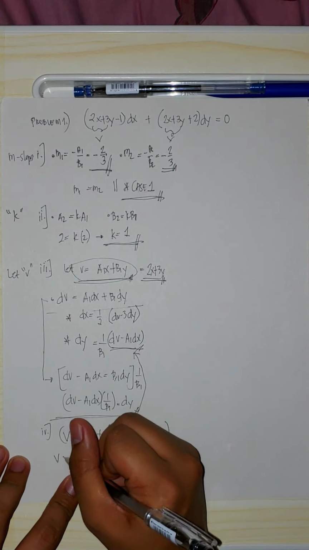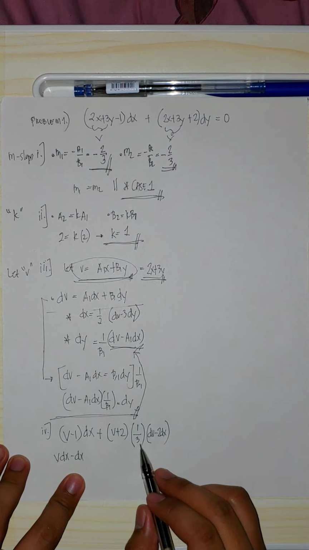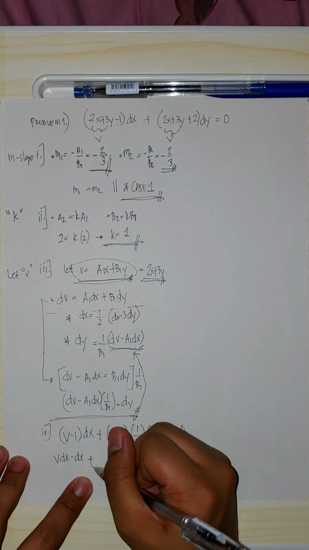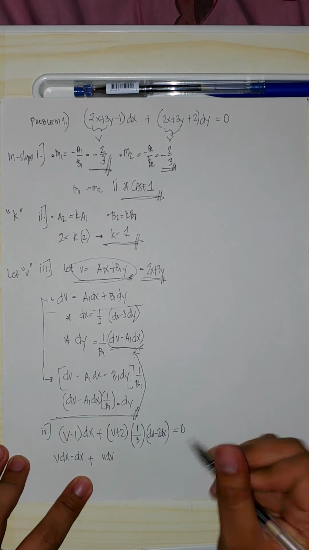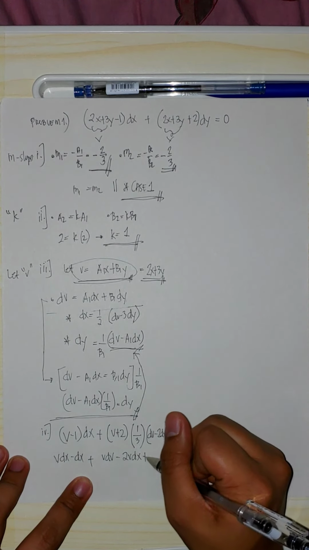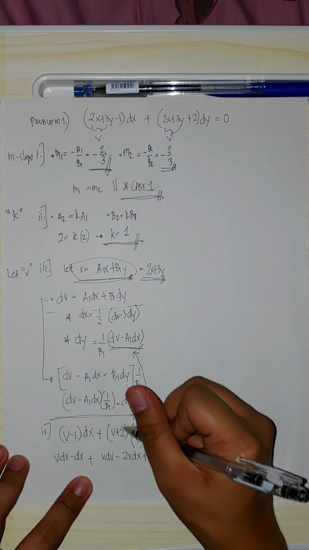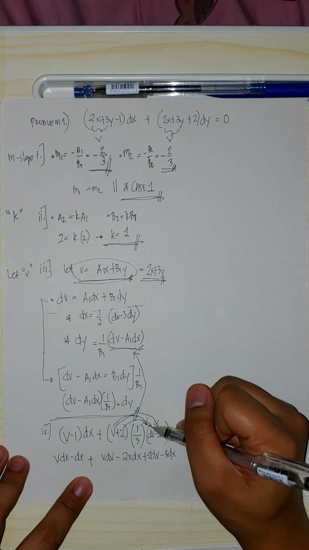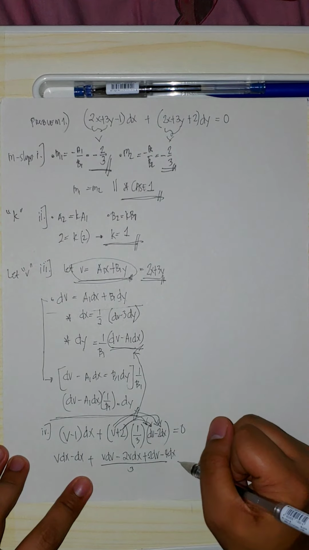So we have v dx minus dx. So on this side, we have, I forgot, we have equals to 0. So we have plus v times dv. So we have v dv minus 2v dx plus 2 dv minus 4 dx. So this is just direct multiplication. So ana ra na siya, all over 3 is equal to 0.